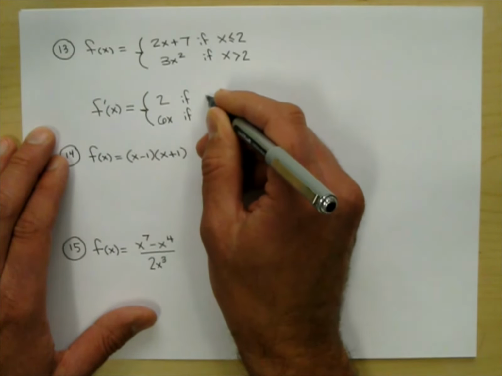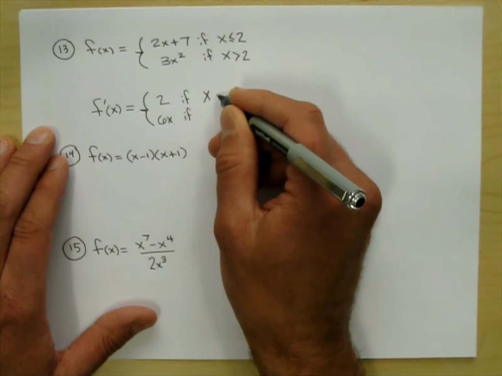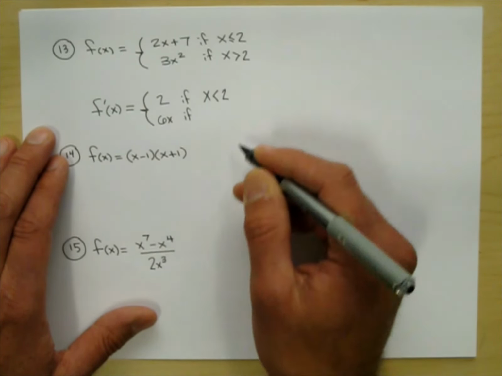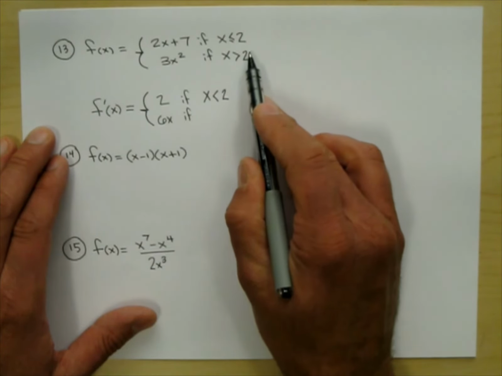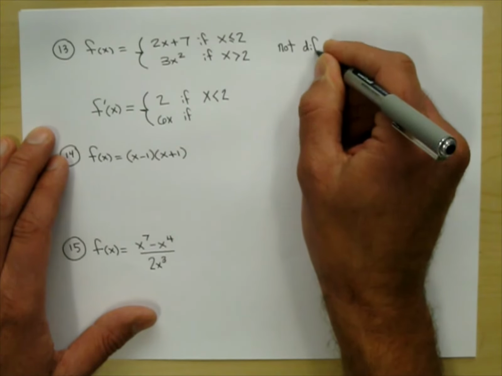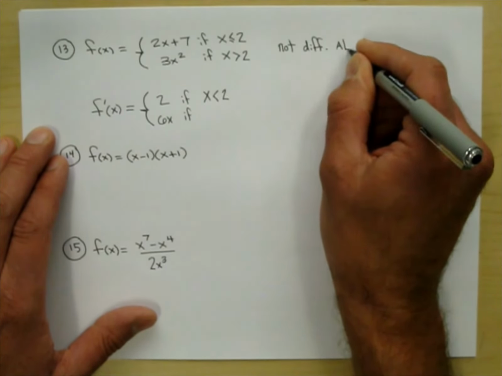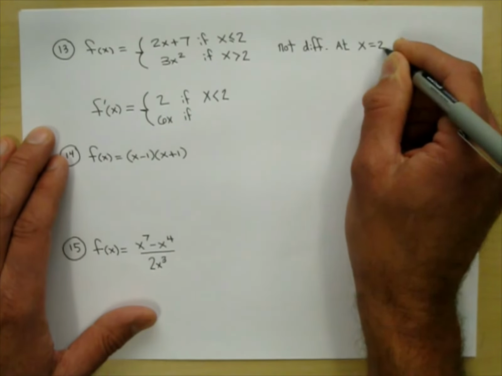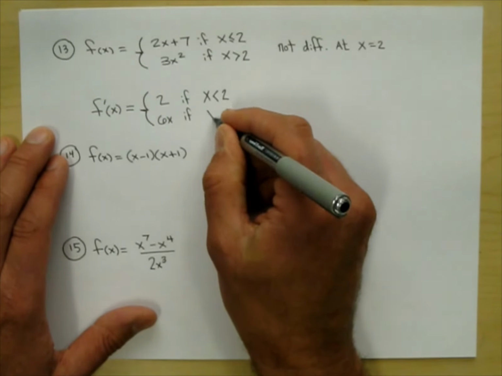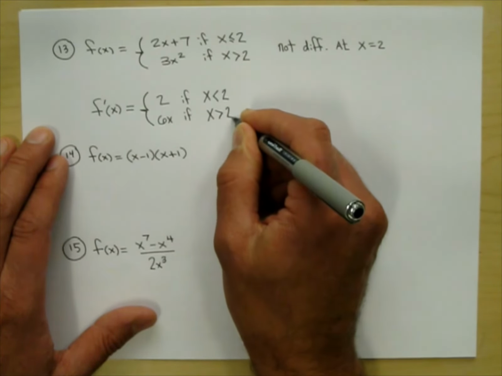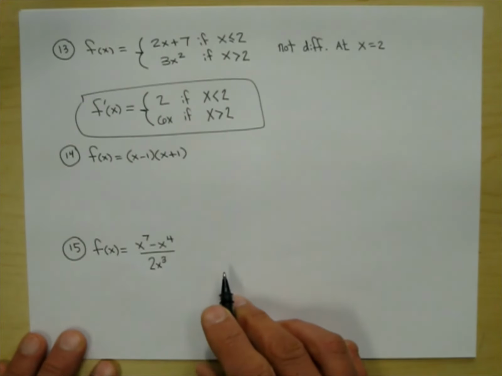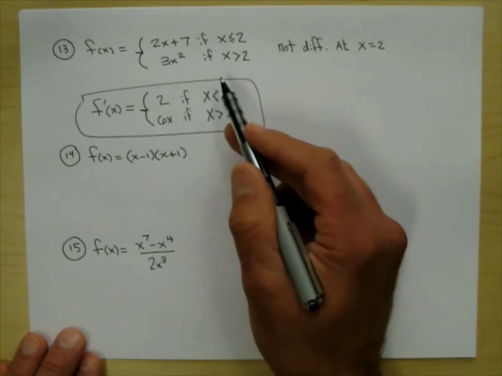Okay, now the top part's going to be if x, we keep the same thing, except we do have to be careful. We have to say x is less than 2. We don't put equal to because this function is not differentiable at x equals 2. Okay, so that's why we don't include it there. And then down here we're going to say x is greater than 2. So that's the way you take the derivative of a piecewise defined function, or sometimes these guys are called branch functions.